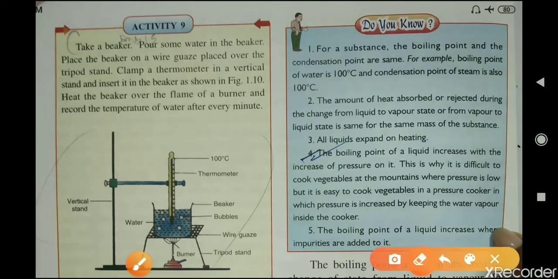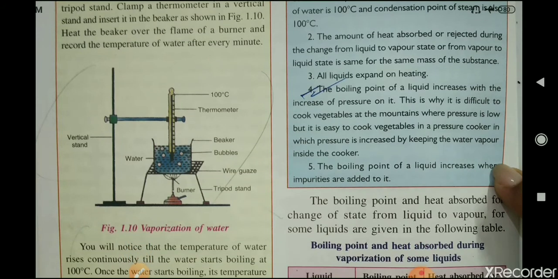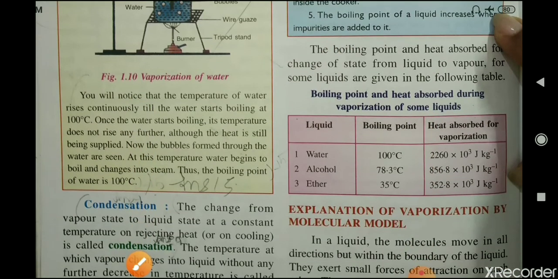Fifth, the boiling point of a liquid increases when impurities are added to it. The boiling point and heat absorbed for change of state from liquid to vapor for some liquids are given in the following table. You can read this table.